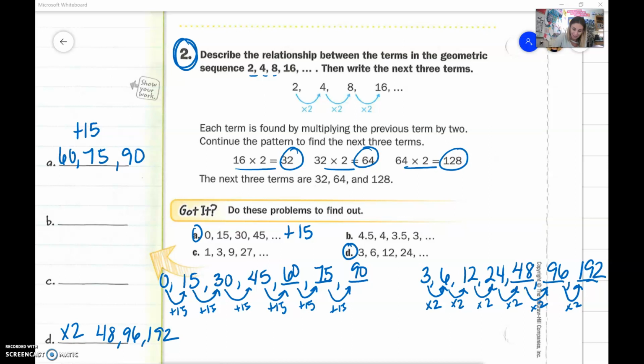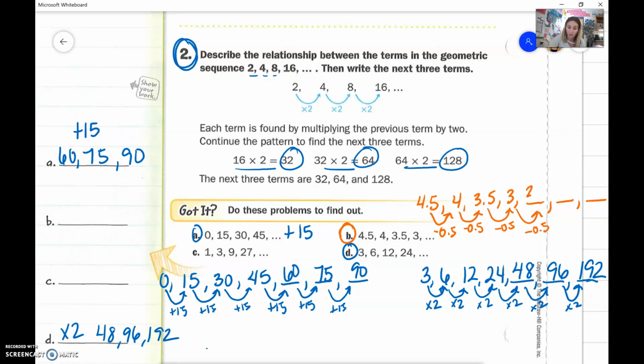Let's take a look at this one. I like this one. All right, so take a look. I have 4.5, 4, 3.5, 3. Notice that my numbers are getting smaller, which means I'm obviously going to be subtracting or dividing. Okay, how do I get from 4.5 to 4? I'm subtracting 0.5. From 4 to 3.5, 0.5. 3.5 to 3, 0.5.